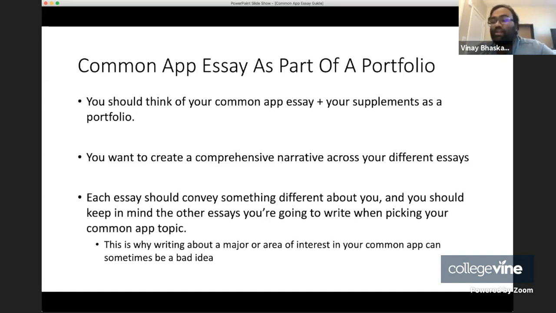And also you want to try and keep in mind the other essays you're going to write when you're picking your Common App topic, right? So for example, if you're going to write your Common App about a major or area of interest, sometimes that can be a bad idea, especially if you're applying to a college that's also going to ask you to write about why you want to study your major. It's not to say that a major based essay is inherently bad for your Common App. It just means that you're going to have to find something else to write about for your why do you want to study this major essay that the college asks you about. So you just want to make sure you think of your essays as a combination or as a portfolio.